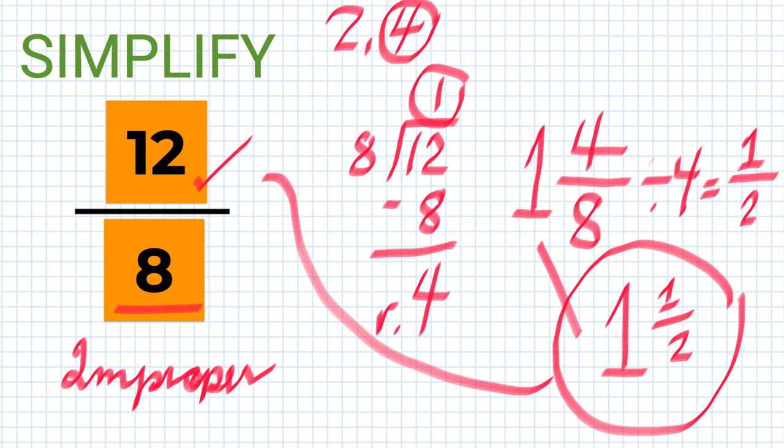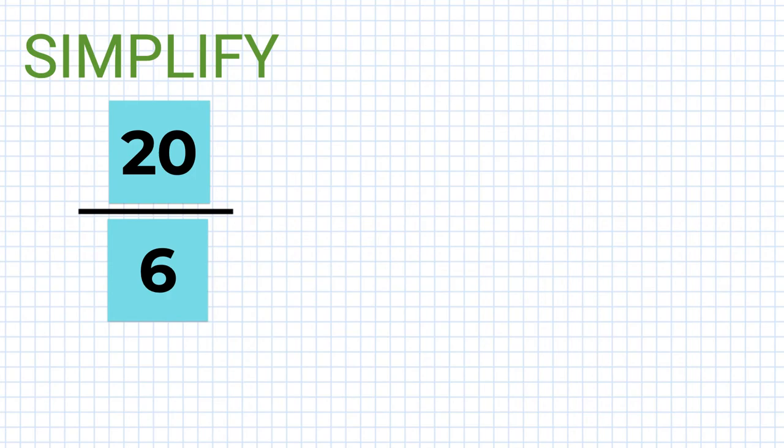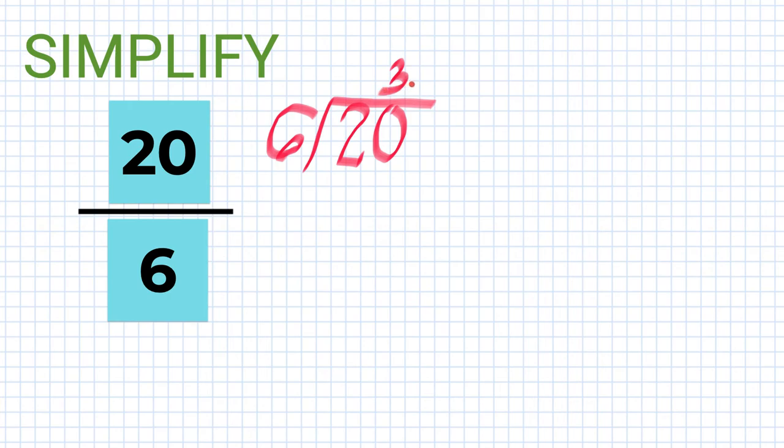Okay, another example. Simplify 20 over 6. So again, this is improper because the numerator is greater than the denominator. So we need to divide 20 divided by 6. That will give us 3. 3 times 6 will give us 18. Then subtract: 20 minus 18, that is 2, right?